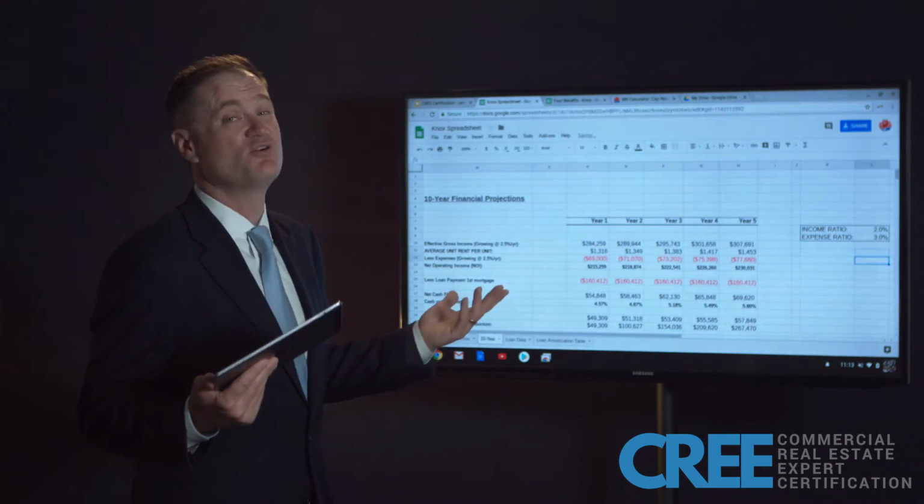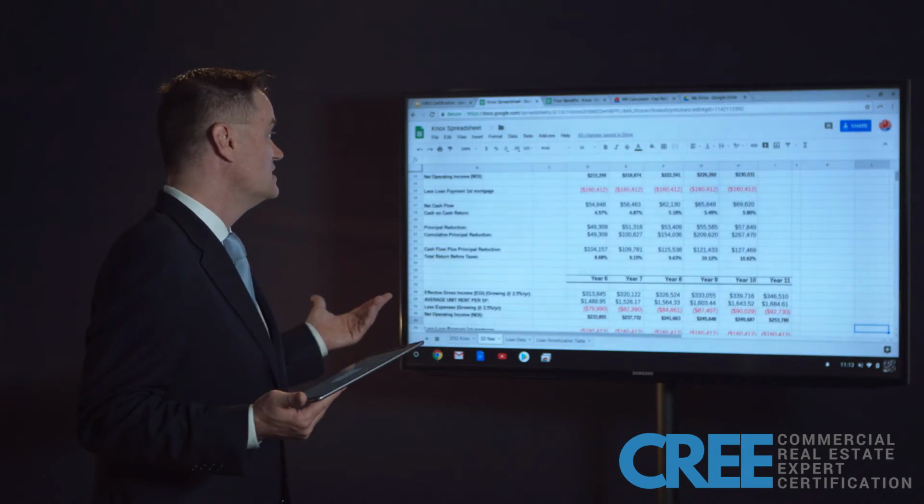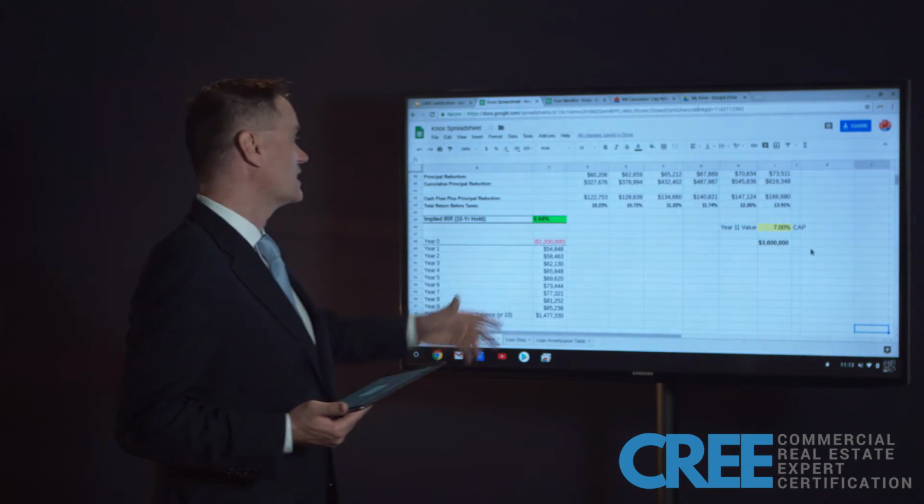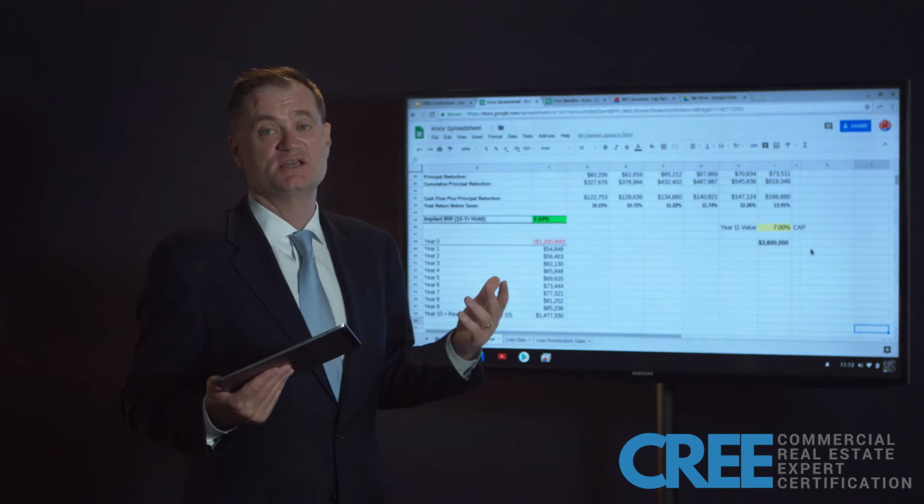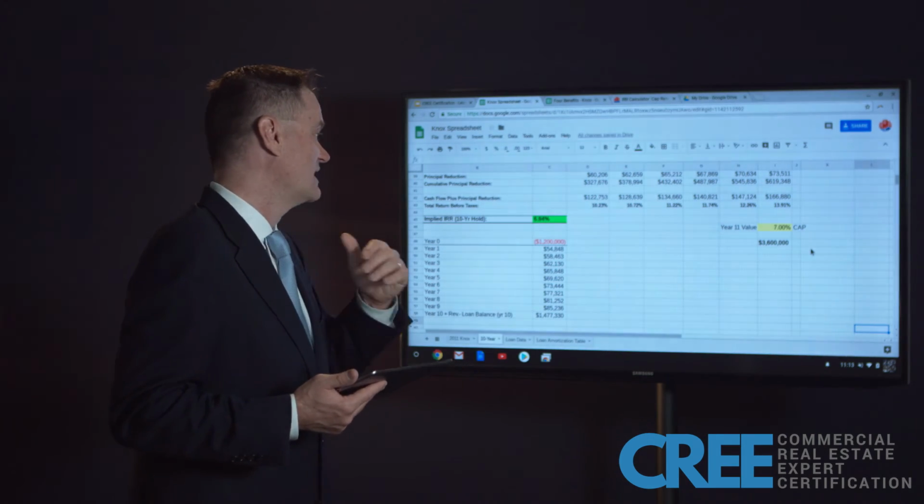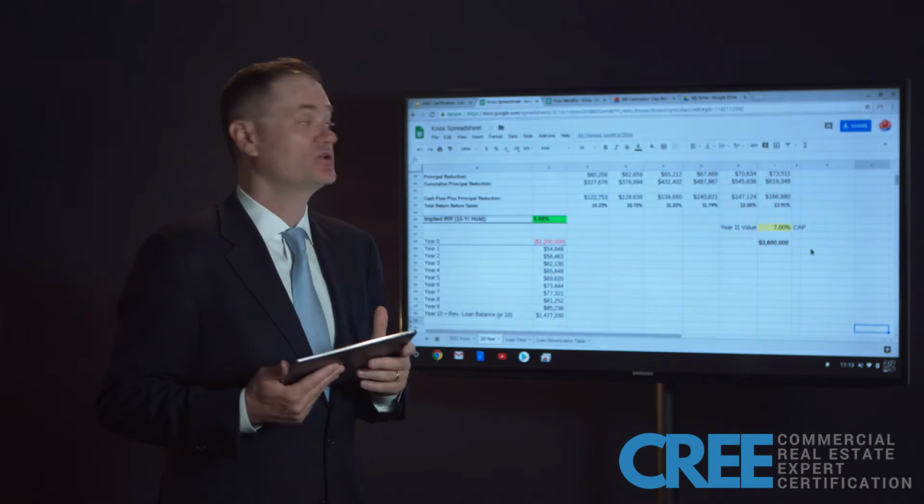What if expenses grow faster than income? What happens? So let's go to the bottom and see, and at a 7% cap, we're actually only making a 7% internal rate of return. So probably not acceptable, but again, you can test this, you can look at it in a variety of ways.